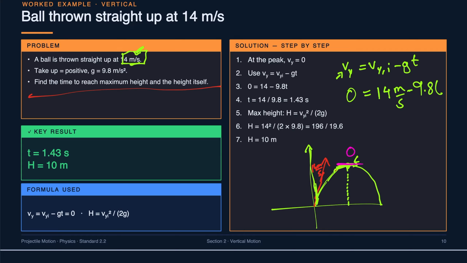We don't know that. That's what we need to find out. So it becomes negative 14 divided by negative 9.8. So it becomes approximately 1.43 seconds. Because 14 meters per second divided by meters per second squared, the units work out to become seconds.